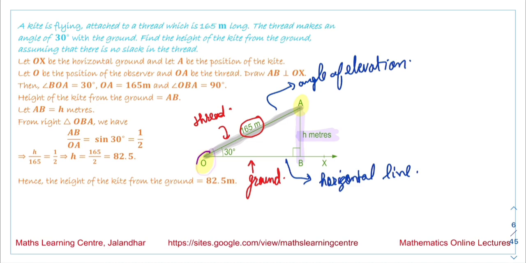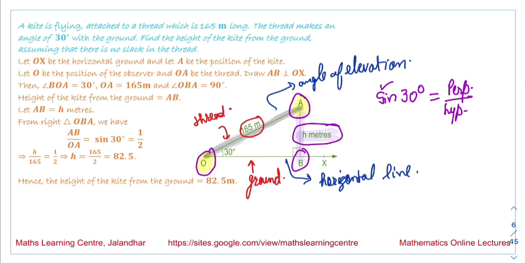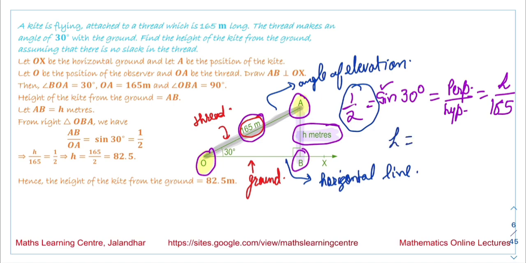Now in this triangle OBA, or AOB, we write the value of sine 30 degree. That value will be equal to perpendicular over hypotenuse. Why are we writing sine 30? Because we have the value of the hypotenuse, and we need the perpendicular. The perpendicular is h, the hypotenuse is 165, and the value of sine 30 is 1 by 2. This value we know from the table. So we get h is equal to 165 by 2, that is equal to 82.5 meters.